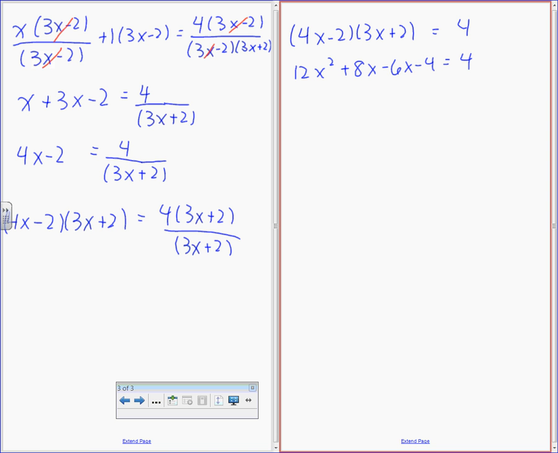Oh, and I'm going to pick on you now. If I want to solve for x, what do you have to do when there's a quadratic? Thank you very much. Okay, so it's going to be 12x squared plus 8x minus 6x minus 4 minus 4 equals 0. I change to 12x squared plus 2x minus 8 equals 0.